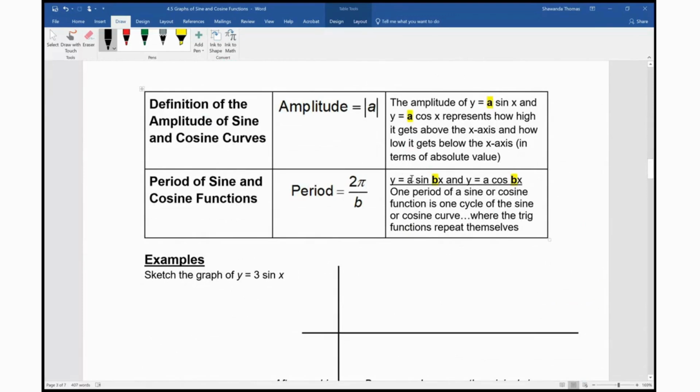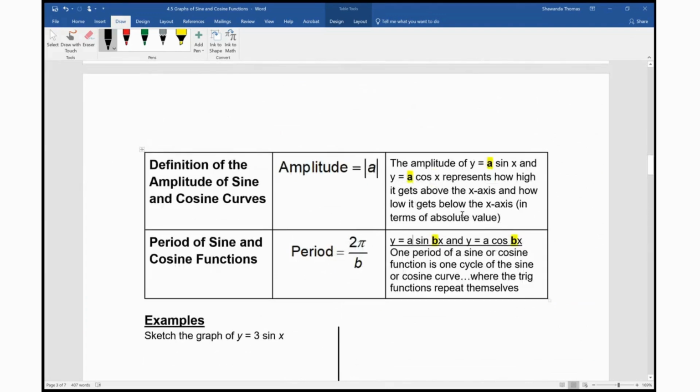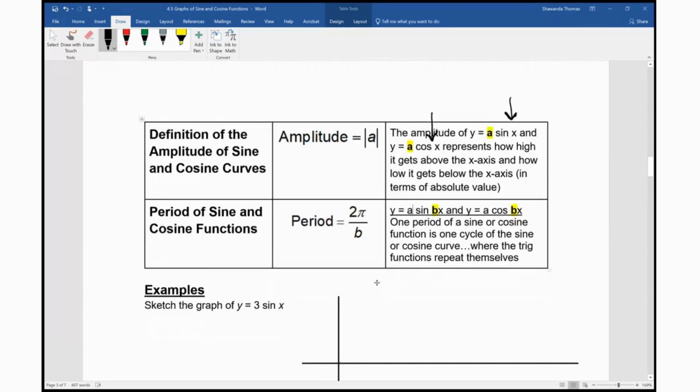So if you have something that looks like y equals a sine bx or y equals a cosine bx, b is the number in front of the x. All right, let me ask you this question. What would b be considered to be in this one right here? Let me say it again. It's the number in front of the x. So what is b? 1.